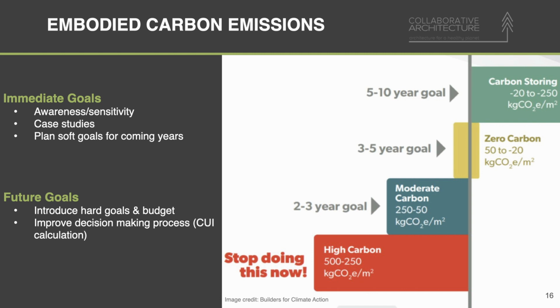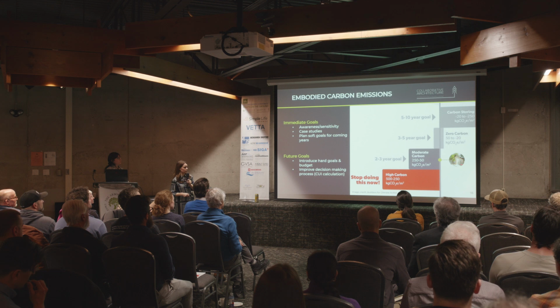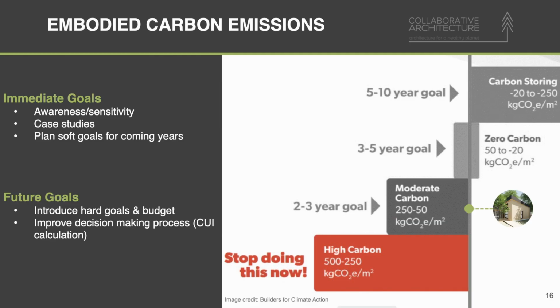So let's see where our buildings are ranking on here. Our case study A, the new build that Anna was presenting, is somewhere in the moderate carbon range, which is a 2 to 3 year goal, so that's great if we can actually build it that way. And our retrofit is actually in the 0 carbon range. Again, this is for embodied carbon only.